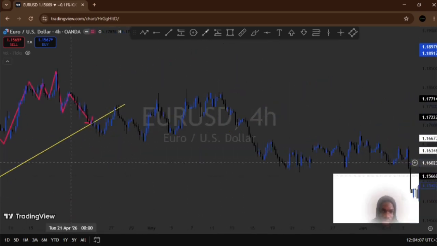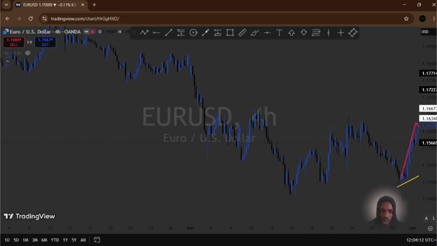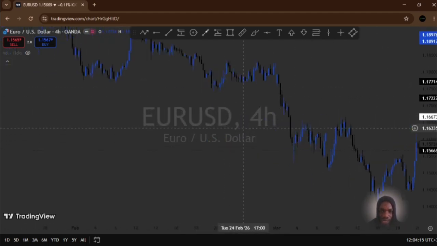So someone can say, how does a downtrend market look like? If you are a beginner trader, you don't know how a downtrend market looks like. It's very easy.